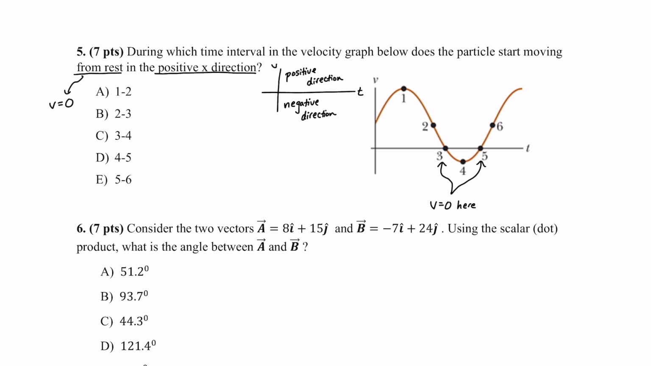So we're looking for when the object is at rest, so either at 3 or at 5, and starts moving in the positive x direction, meaning in the top part of this graph. That only happens in the interval 5 to 6 because we start from 0 and then move in the top half, which is positive. So the answer for this one is E, time interval 5 to 6.